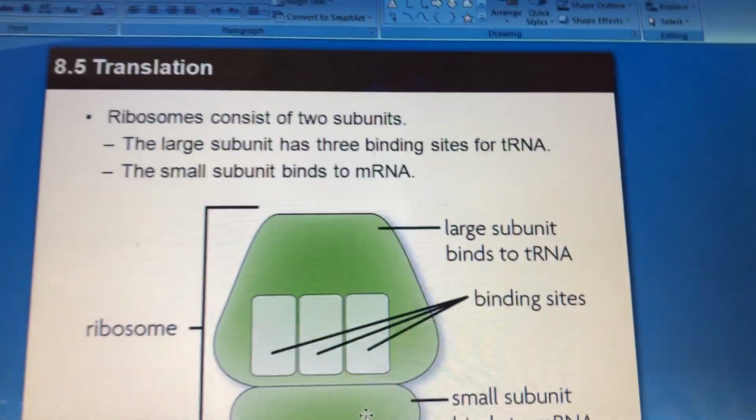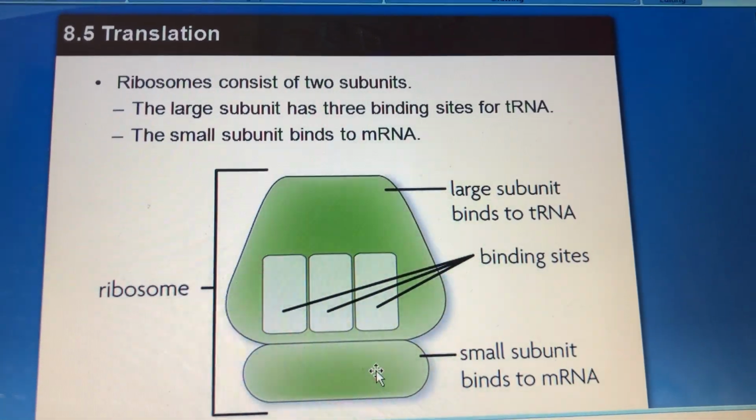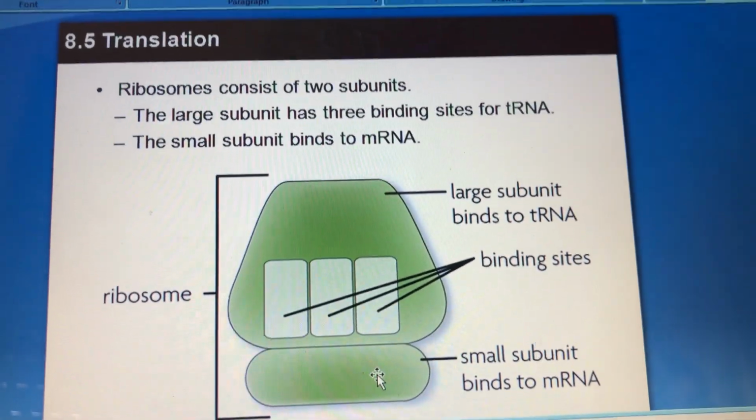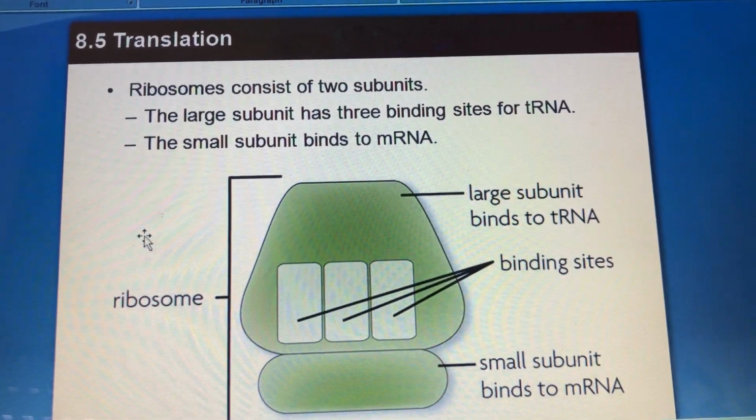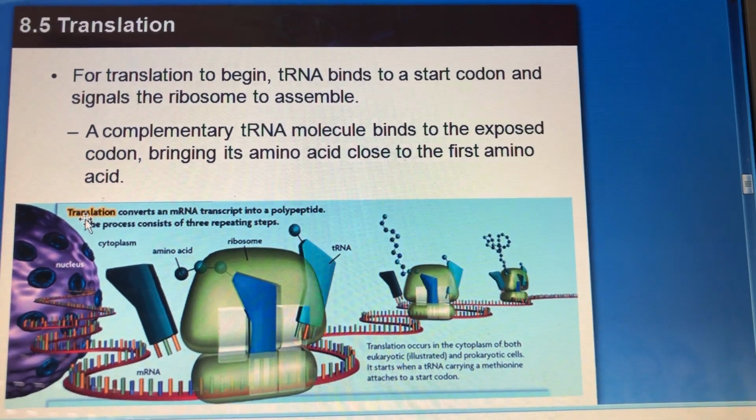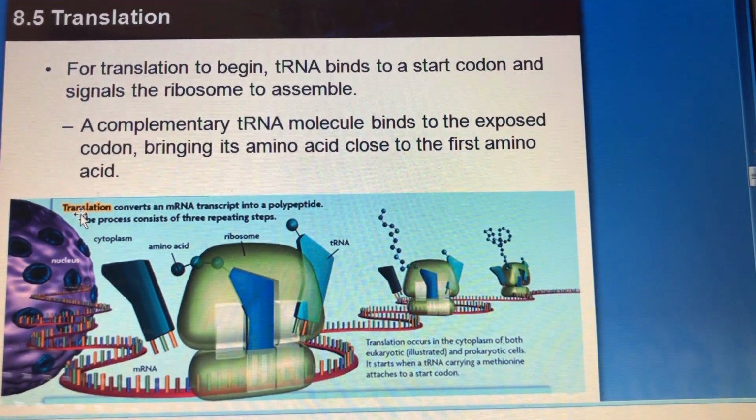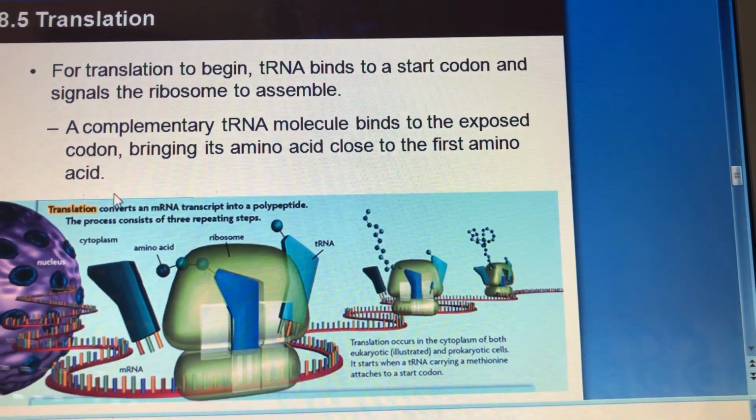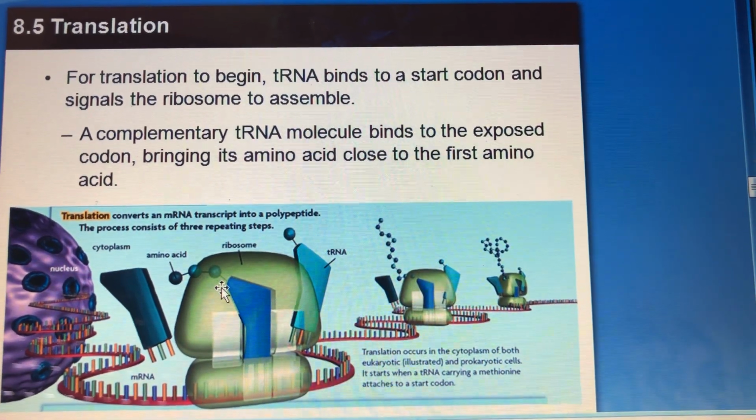Now ribosomes is the second part that is responsible for the translation process, and ribosomes consist of 2 subunits, large and small. Now the large subunit will bind to the tRNA and the small subunit will bind to the mRNA. Okay? Now let's look how this works. For translation to begin, tRNA binds to a start codon and signals the ribosome to assemble. Now tRNA will bind to start codon, which is methionine, okay? And now the ribosome has a signal to start assembling the protein.